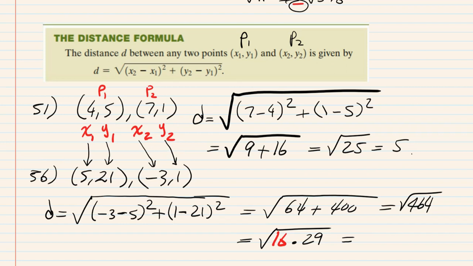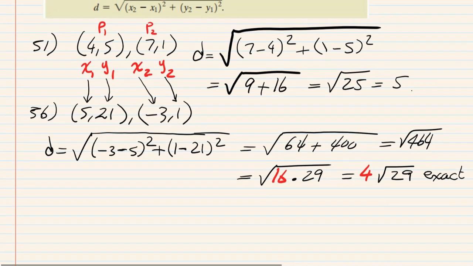Yes, 464. Okay, now the square root of 16 is 4, so that's going to be 4, and then of course the square root of 29 remains. This is what we call an exact answer. It means I did not use a calculator. However, we can do an approximation. The approximation means use a calculator.